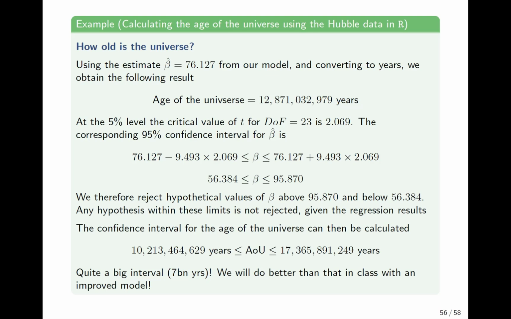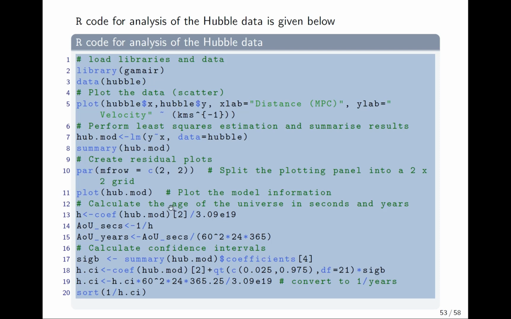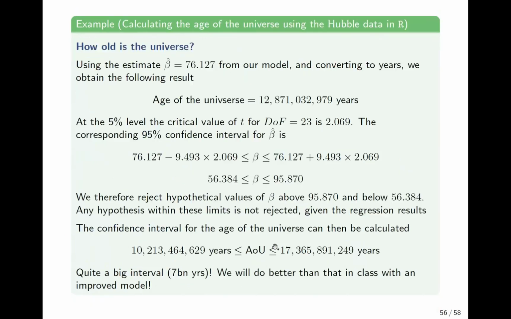So, how old is the universe then? Using the estimate beta equals 76.127 from our model and converting to years using the code here, this is what converts to years, it just makes a conversion from units. Our model estimates the age of the universe at just under 13 billion years.